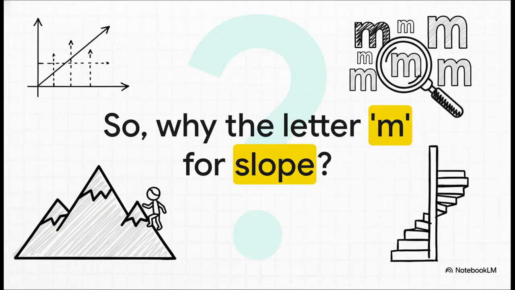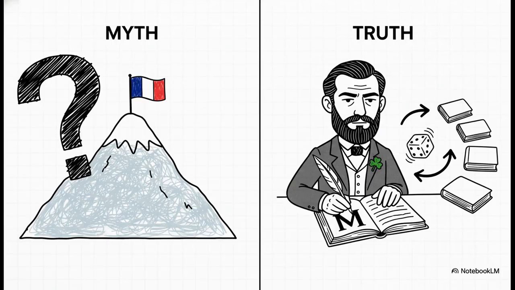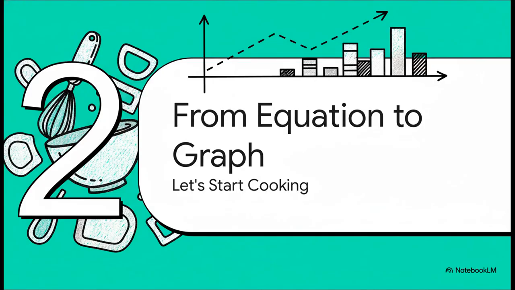Which brings up a question I bet you've wondered about at some point. I mean, b for beginning, that kind of makes sense. But why on earth did they pick the letter m for slope? Well, here's a fun little piece of trivia. A lot of people guess it comes from the French word monter, which means to climb. And that's a great story, but there's no real evidence for it. The truth, according to math historians, is that the choice was probably totally random. It looks like an Irish mathematician just started using it in a textbook back in the 1840s, and it just stuck.